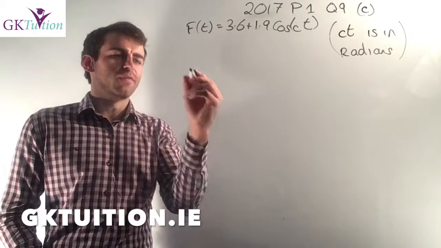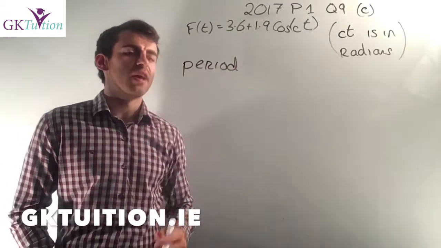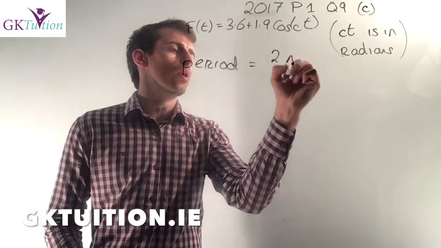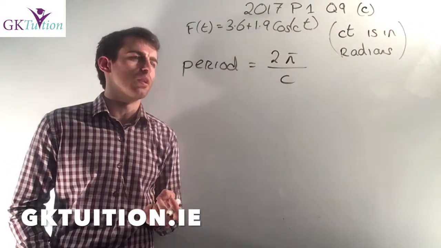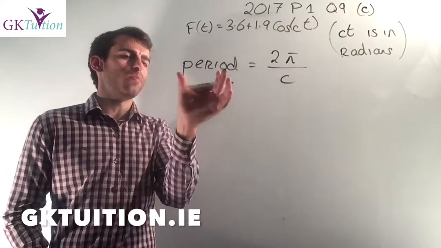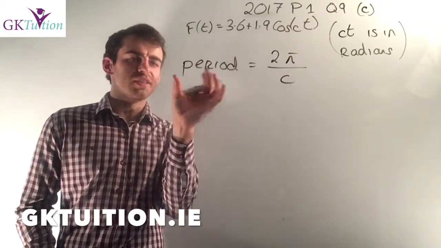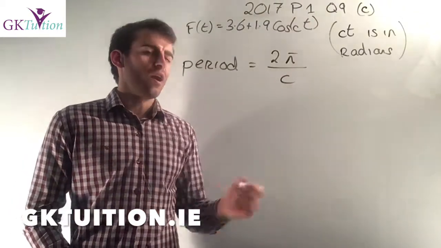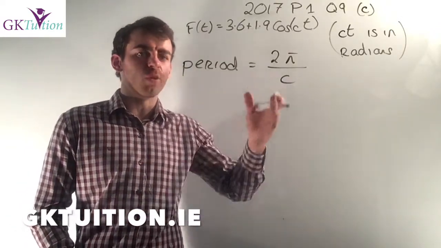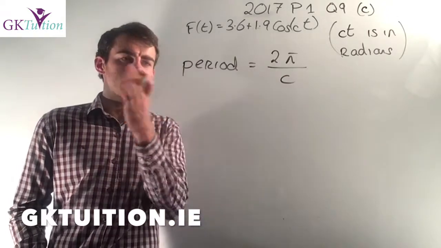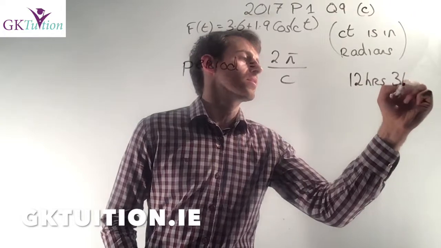So we have a formula for this. For a cos graph or a sine graph or any of these trig graphs, the period is equal to 2 pi divided by the coefficient of t, or the coefficient of the variable. In this case, c. So I know the period is equal to 2 pi over c. And remember, in the question they told me what the period is. I know the first high tide occurs at 2 o'clock. The second high tide occurs at 14:34. So the difference between high tides is 12 hours and 34 minutes.